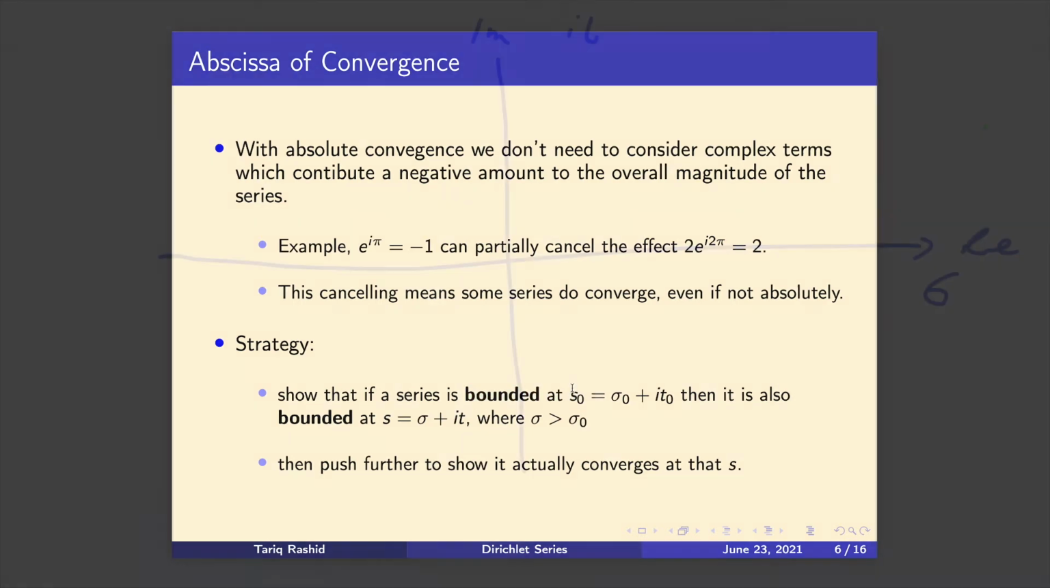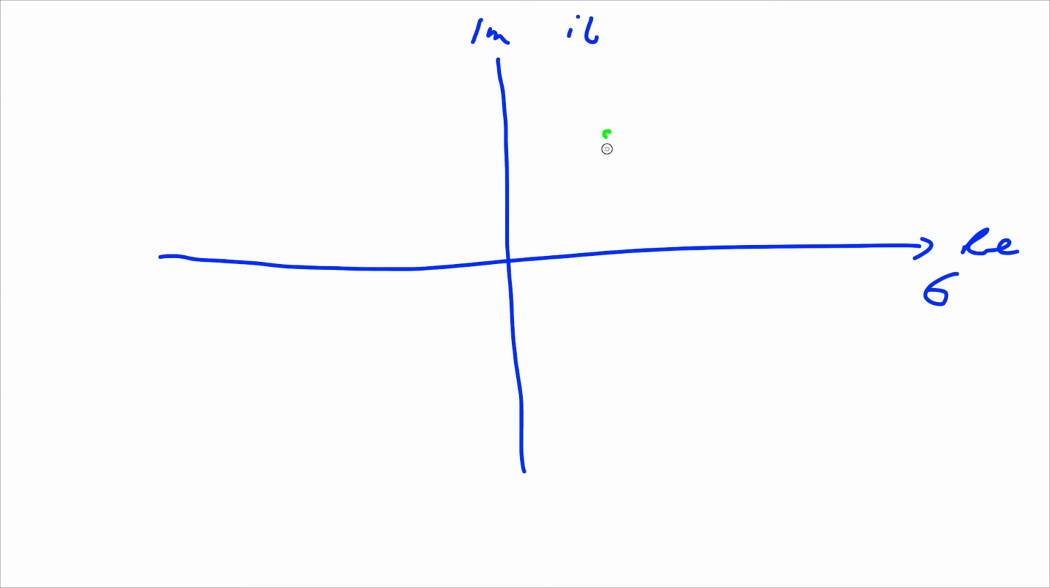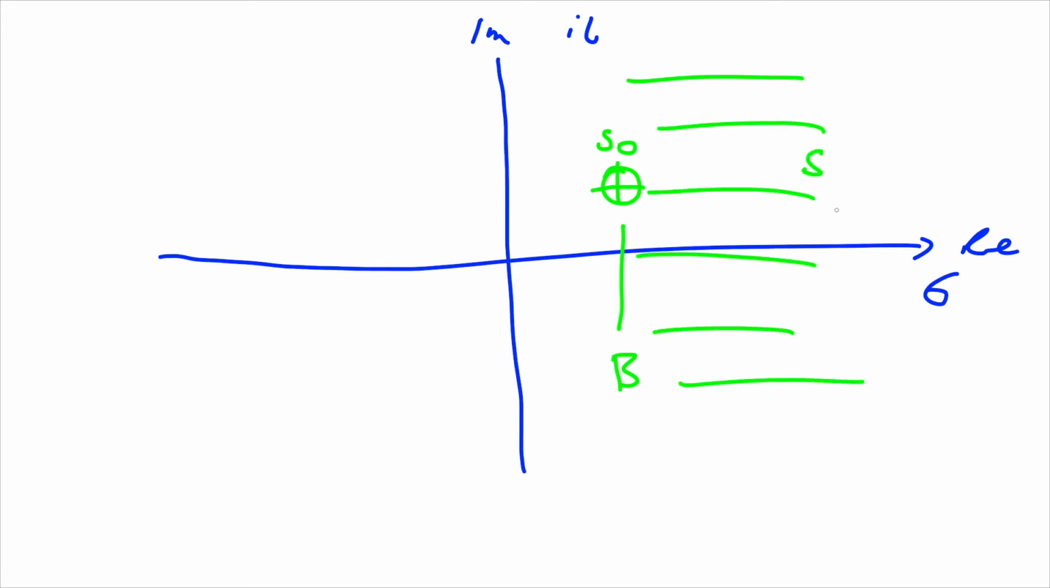Let's draw that as a picture. So if we've got S0 there, and we're saying that it's bounded, what we're going to try and show is that at an S to the right of S0, it is also bounded, but then we're going to push a little further and show that it converges. That's the overall plan. And it's useful to see that overall plan before we dive into the algebra.